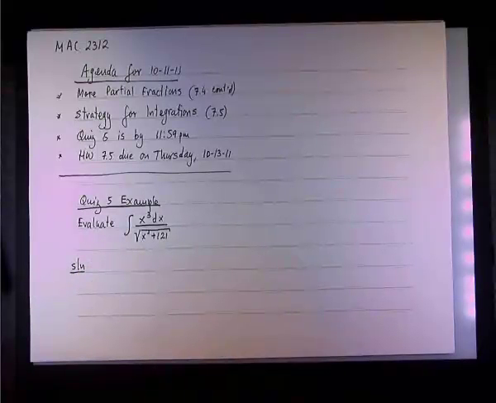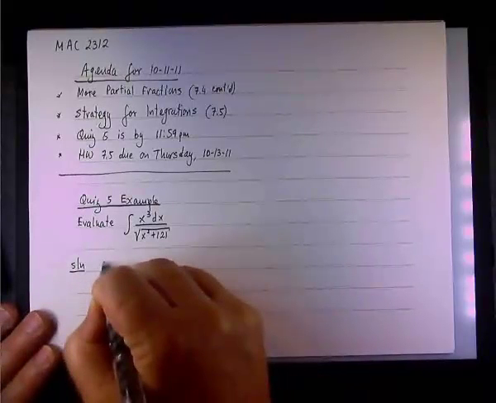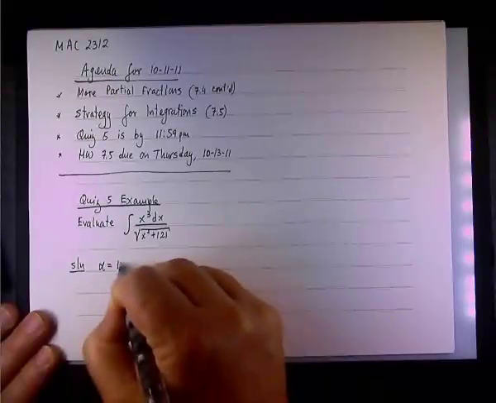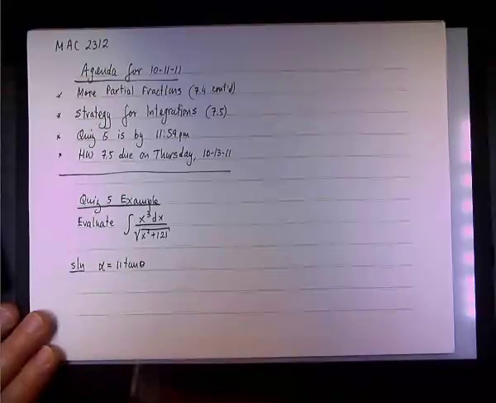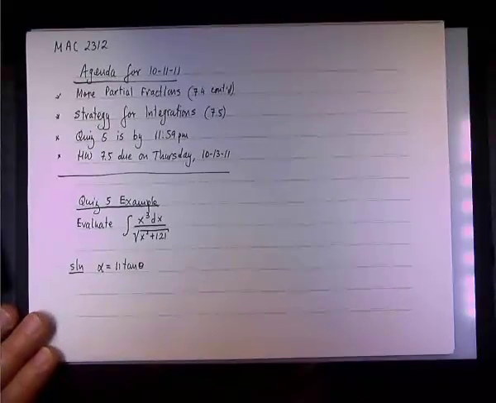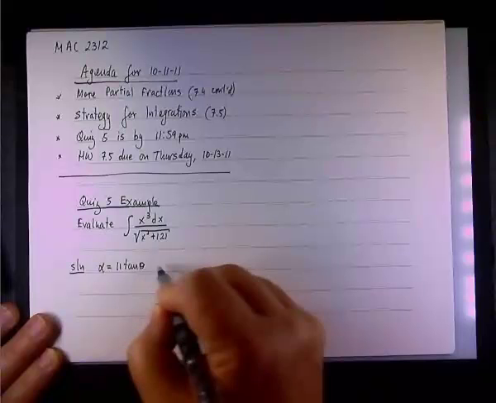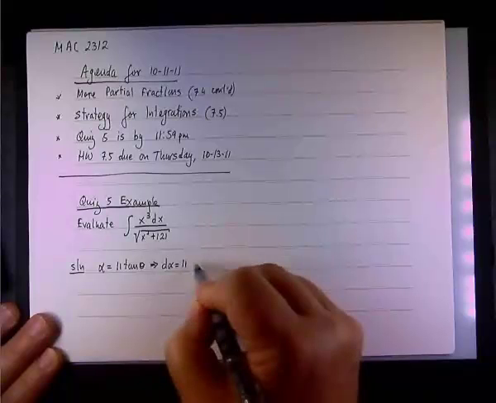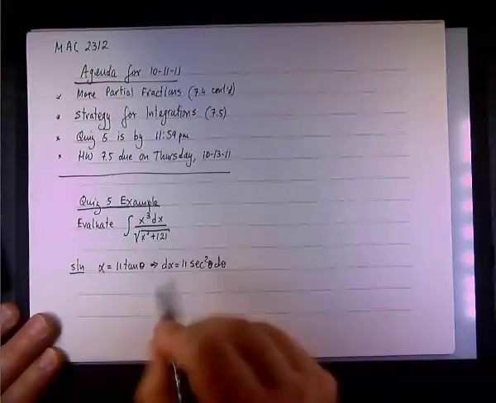Well, 121 is a perfect square, it's 11 squared, so this smells like a trig substitution, and we have something squared plus something else squared, so we're going to substitute. We're going to say that x equals 11 tangent theta, because tangent squared plus 1 will give us the secant squared. So we need a substitution for dx, so dx will be 11 secant squared theta d theta.